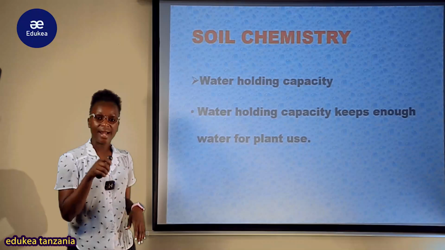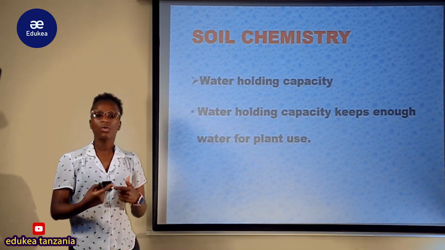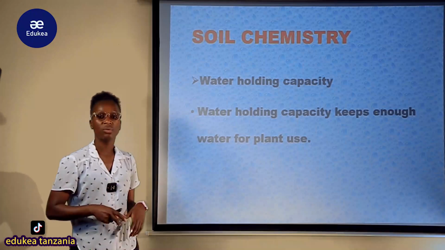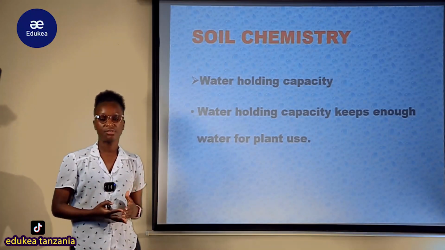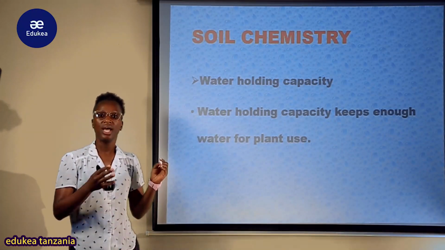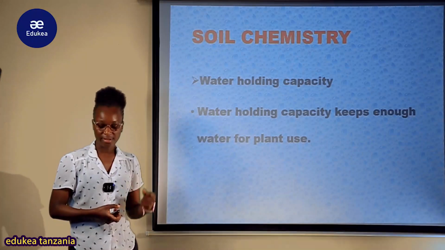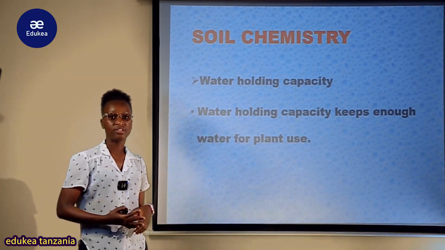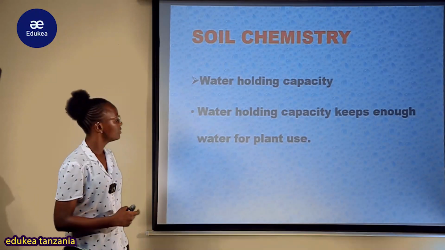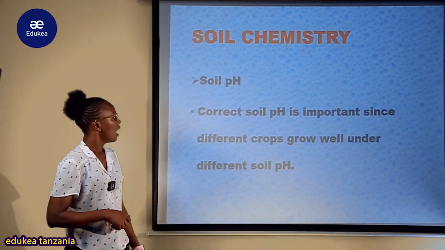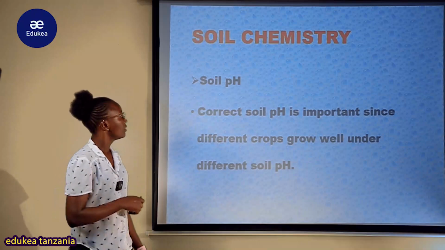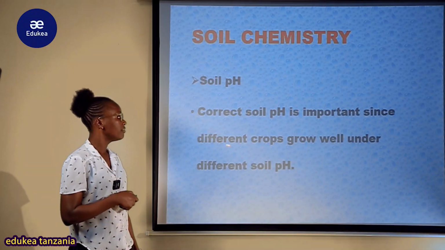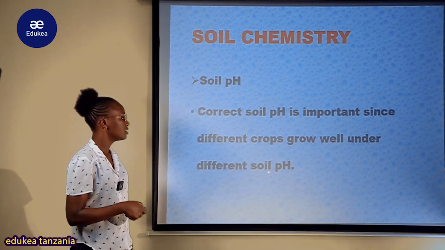So ni rahisi sana kupata good productivity of your plant growth kwenye hii kind of soil which have the holding capacity of water compared to the one which lack this criteria. So this is another factor which influence or affect the productivity of the soil fertility. Another factor is the soil pH. Correct soil pH is important since different crops grow well under different soil pH.